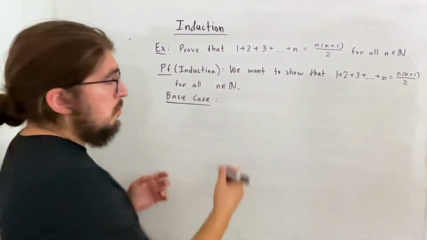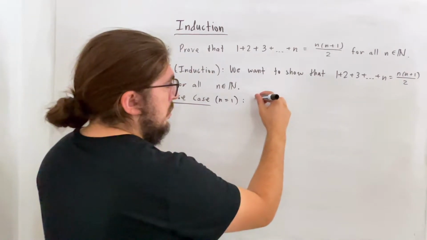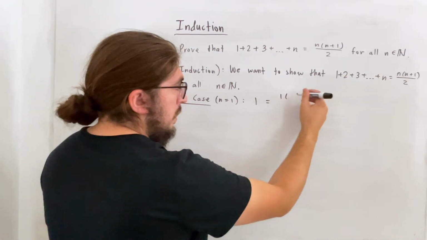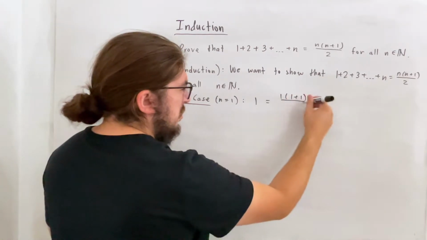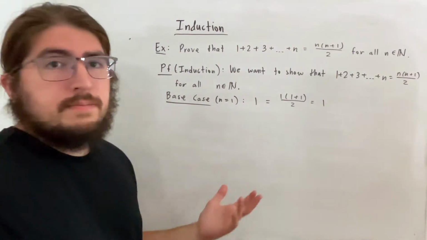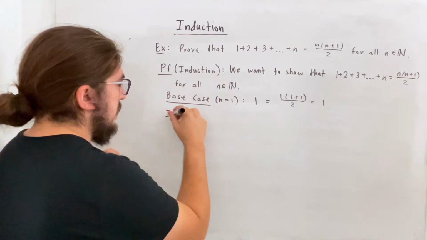So base case, our first step here. When n is equal to 1, that's our base case. Notice 1 is just the left side, and then on the right we have 1 times 1 plus 1 over 2, which is clearly 2 over 2, which is 1. So that makes sense there. And now we get into our inductive step.